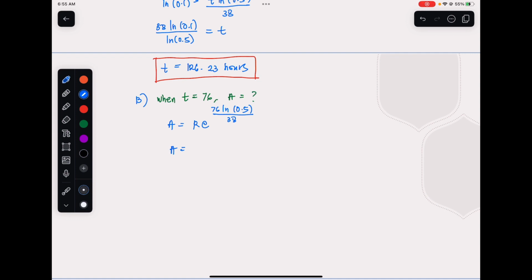We input this on our calculator: e raised to 76 ln of 0.5 divided by 38, and that is 0.25. Then we attach R, so R times 0.25. That means after 76 hours, what remains of the radioactivity of the element is 25% of the original amount.